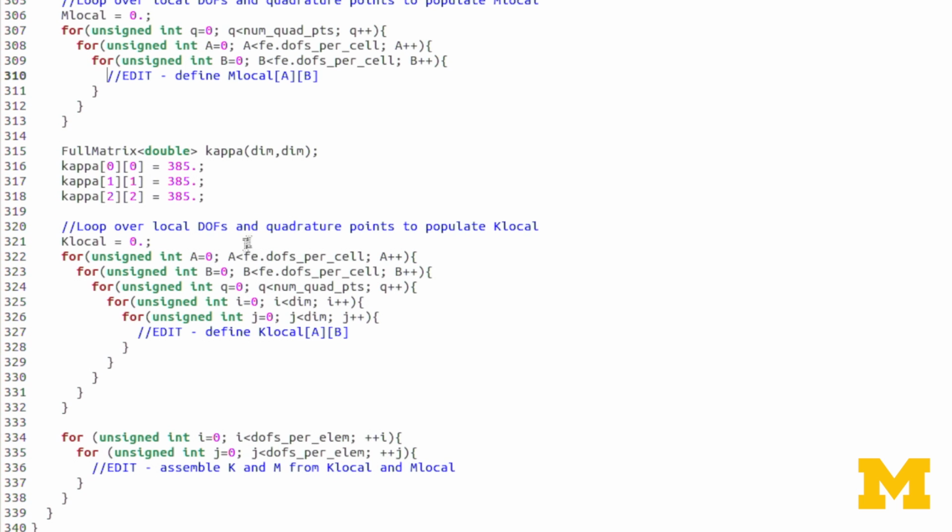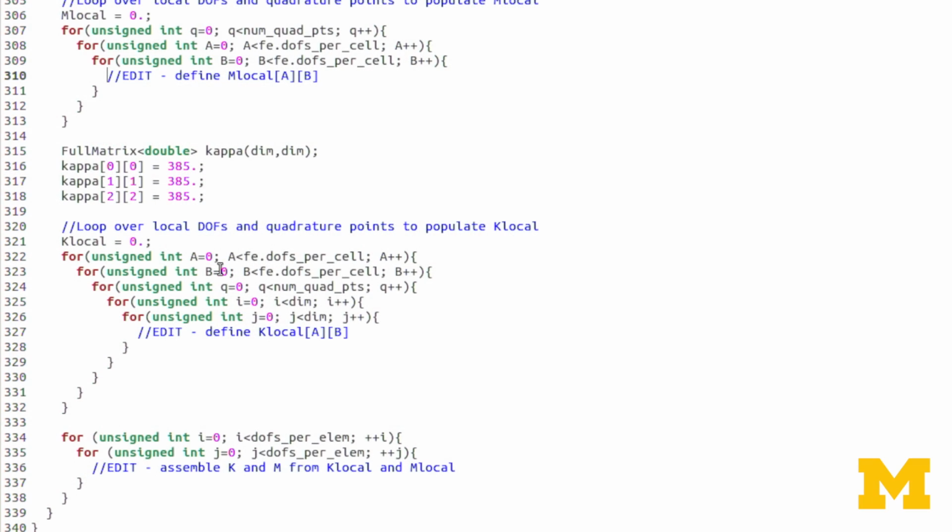We scroll down and we have to create k local. This will be the same k local as you created in homework 3. The only difference is you don't have to worry about the inverse Jacobians, since using deal.II's basis function gradients, we already have the gradient with respect to the real domain. So that simplifies our quadrature loops a bit. All right, so we have looping over A, B, the quadrature points, which again, all three loops are grouped into a single quadrature loop with deal.II. Then we do I and J to perform the multiplication with our conductivity tensor, kappa.